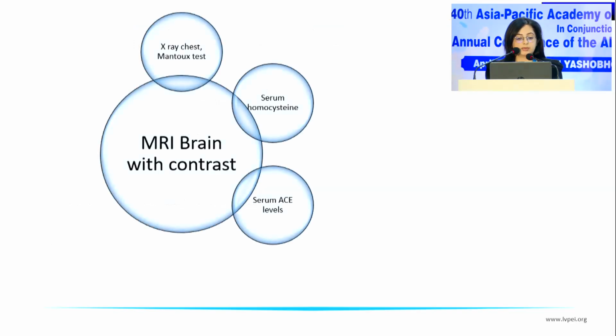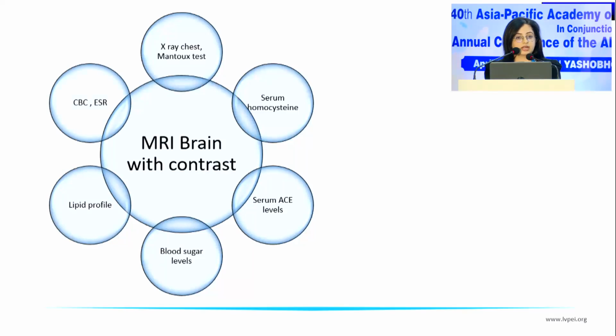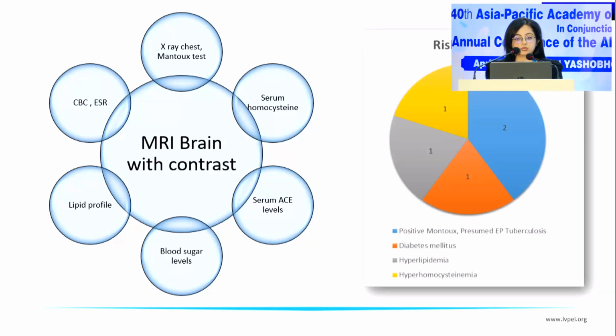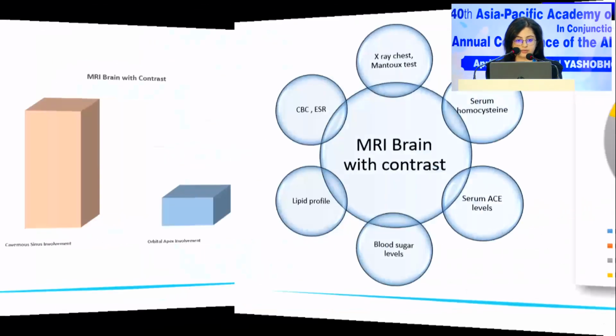So we had ordered an MRI brain with contrast, and after getting diagnosed with cavernous sinus involvement, these patients underwent chest X-ray, MON2 test, serum homocysteine, serum ACE levels, blood sugar levels, lipid profile, a complete blood picture, and the ESR count. It was seen that 2 of these patients had come positive for MON2 and were presumed to have extrapulmonary tuberculosis. One of the patients was having diabetes, and another patient presented with hyperlipidemia along with hyperhomocystinemia.